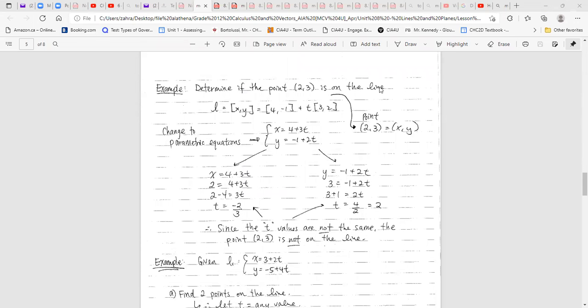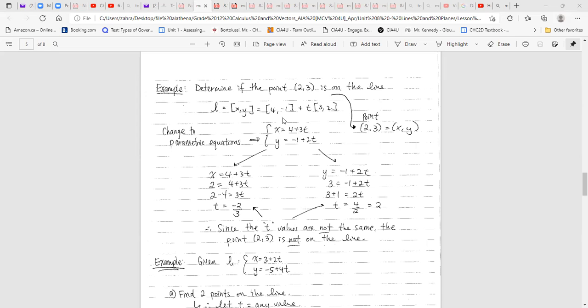Determine if the point is on a line. This is the vector equation of a line. We need to turn it into parametric form. So x is 4 plus 3t, y is equal to negative 1 plus 2t here. And then you sub 2 and 3 for x and y.